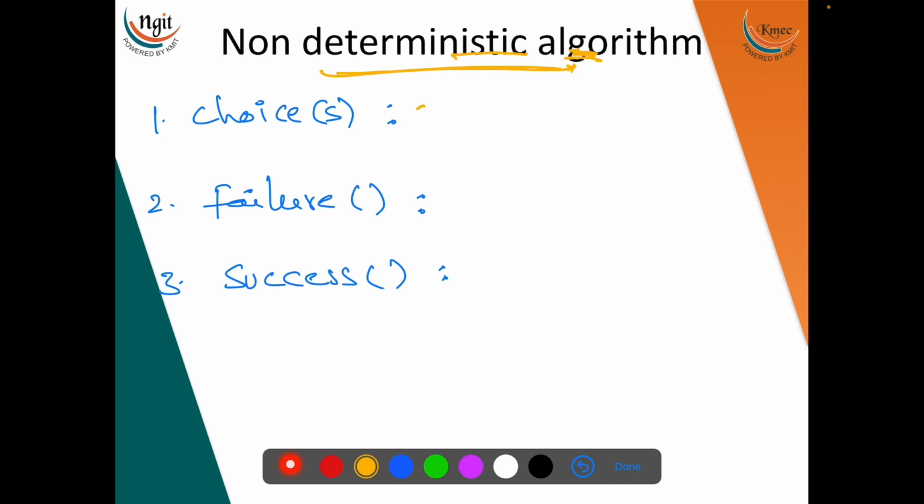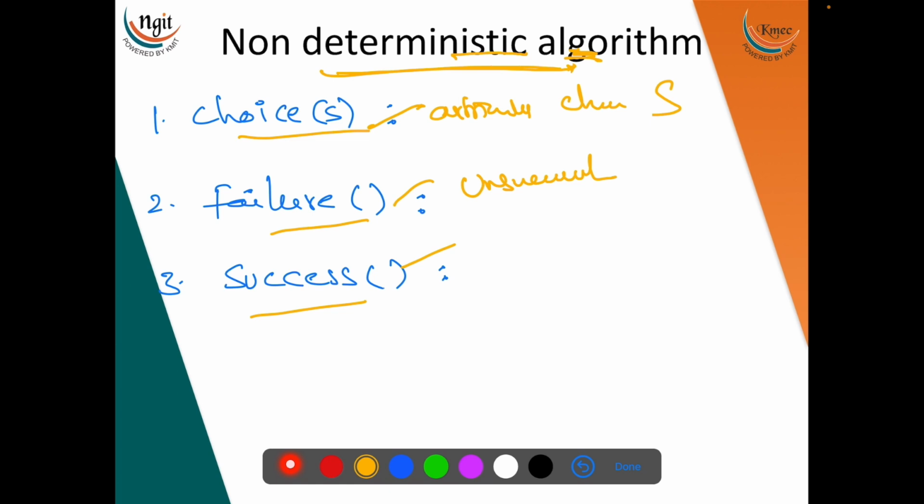To specify such algorithms, we introduce three new functions: choice, failure, and success. Now, what is choice? Choice arbitrarily chooses one of the elements from the set S. Failure signals an unsuccessful completion. And success signals a successful completion.